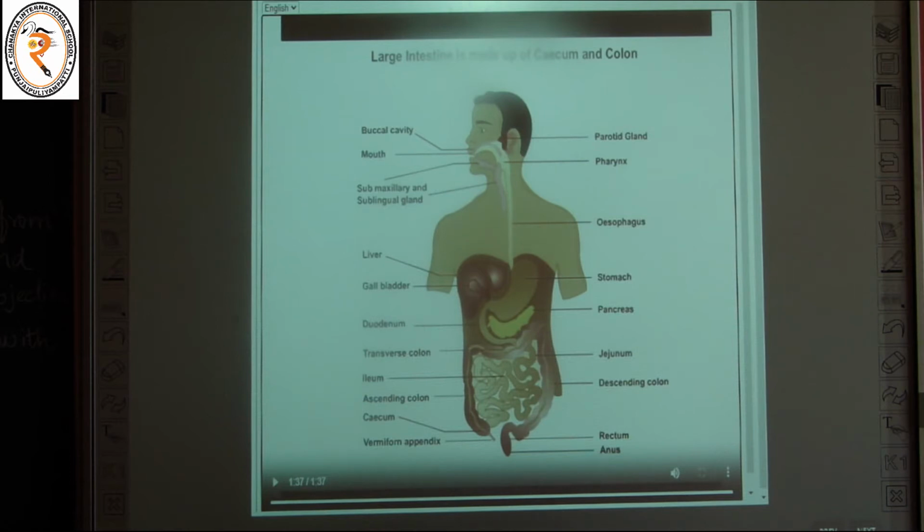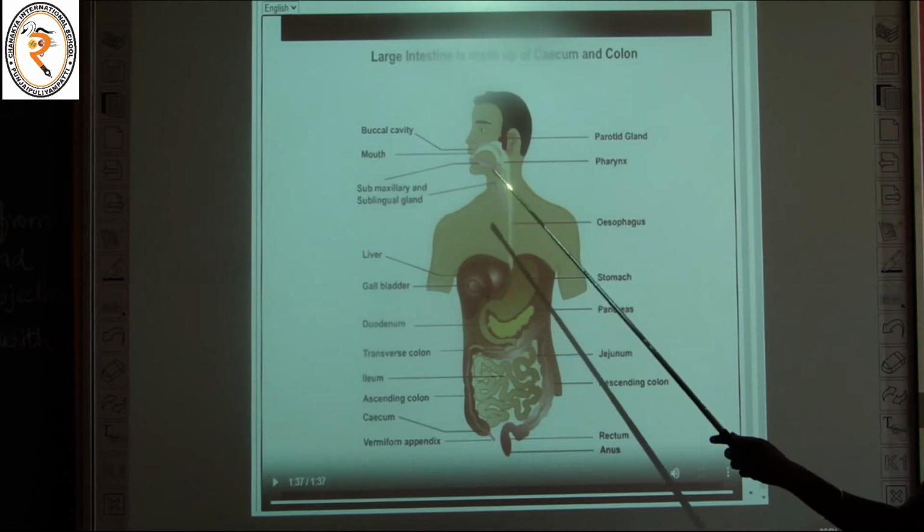It starts with the mouth, that is the buccal cavity, and ends with the anus. And these are all the parts: mouth, esophagus, stomach, small intestine, large intestine, and anus are the parts of the digestive system.